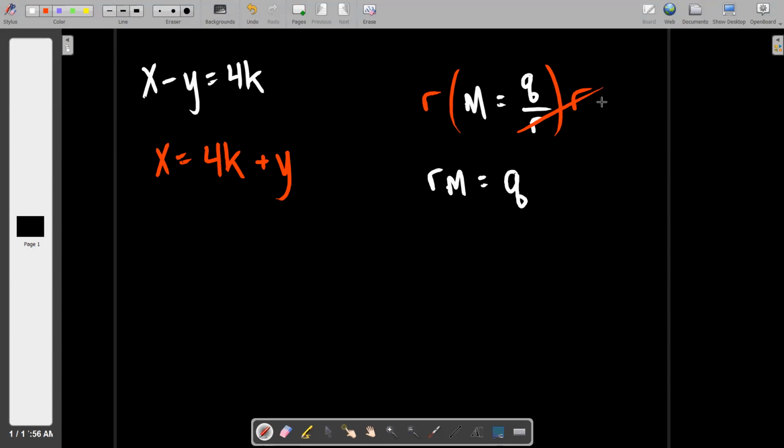And then since we're solving for r, what do we do? Yeah, we divide by m. Cancel those out, and we're left with our final answer. r should equal q over m. And every once in a while, I'd say 10% of the time or so, I have people who get this backwards, and they say that r equals m over q, which is a little weird.